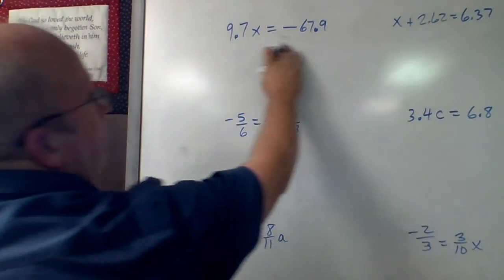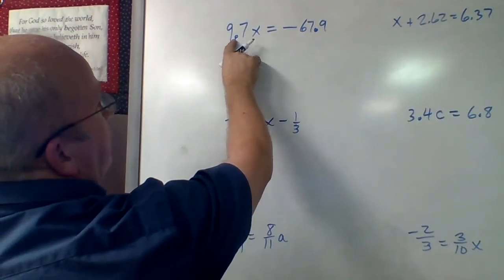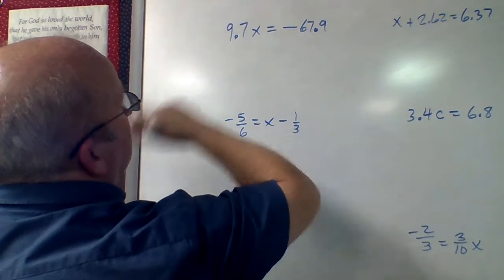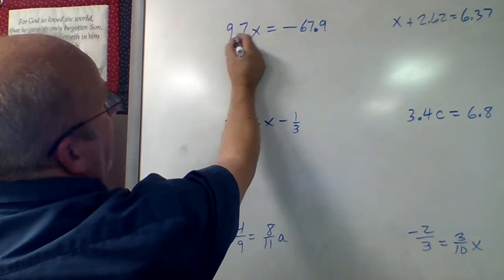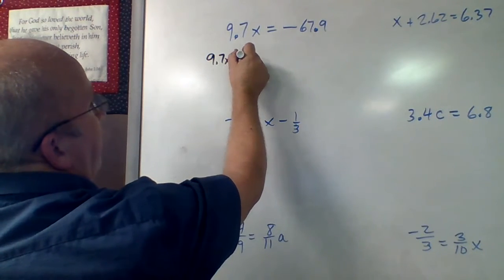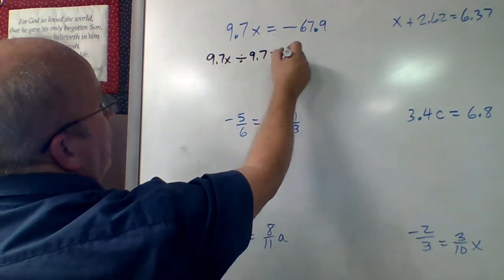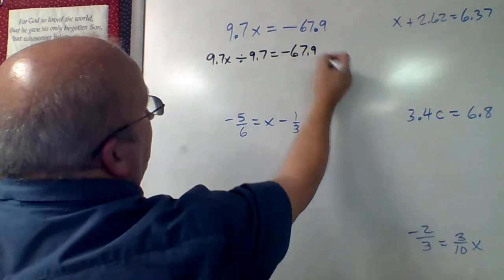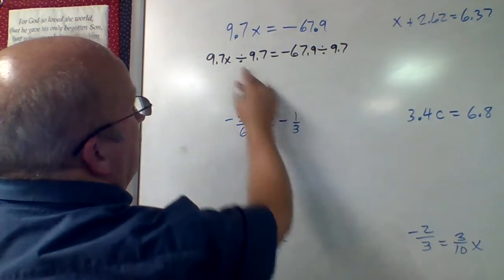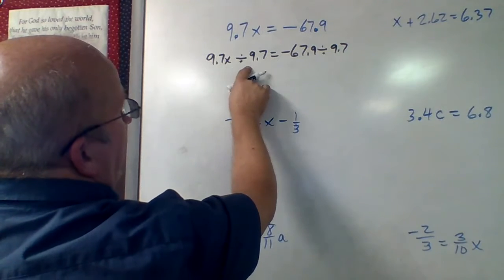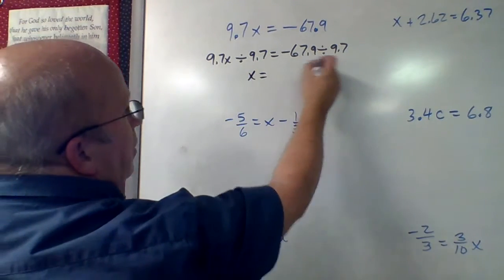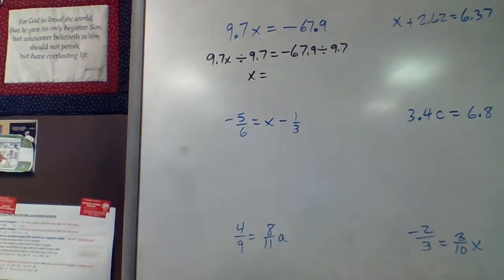Okay, let's look at this one right here. X times 9.7 equals negative 67.9. What's the opposite of multiplying x by that 9.7? Wouldn't it be dividing by 9.7? And then don't we have to do that same thing to this other side? You betcha. Over here, multiplying and dividing by 9.7 leaves me with x. Big question is, what does that equal?